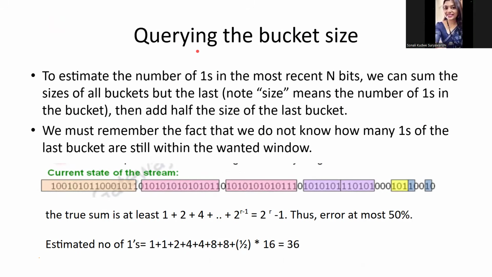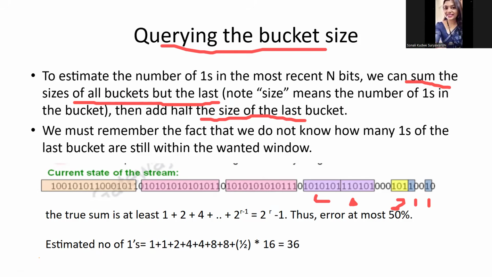Okay. Last thing that happens is the querying on the buckets. That means how many estimate of number of ones that you're getting in your window. That is done with the help of this formula, where what we do is we sum up the size of all the buckets but the last one, so we take the half of the last bucket. So here let's say this bucket is of size 1, this bucket is of size 1, then this is 2, then this is let's say 4, then this is 4, then this is 8, then this is 8, and then this is 16. This should be 16 because after 8 we'll get 16, right?